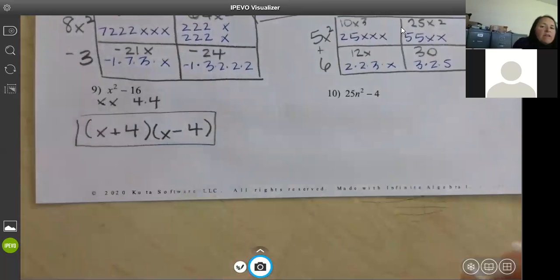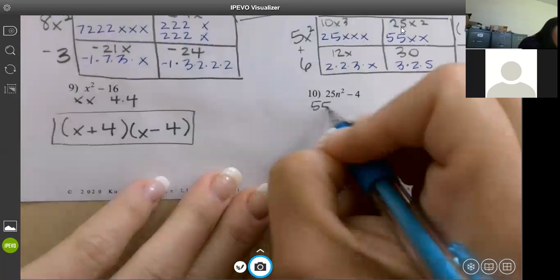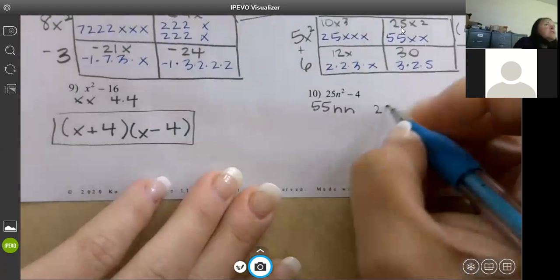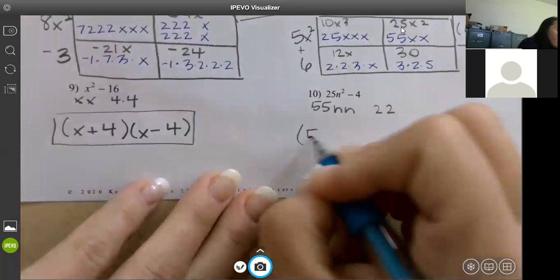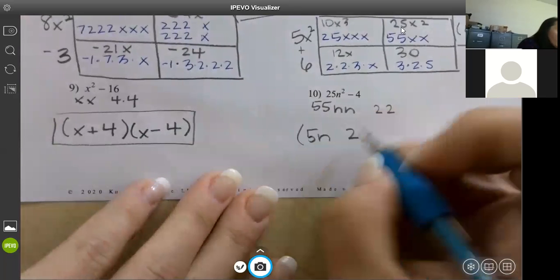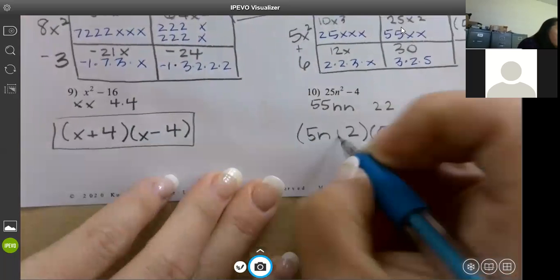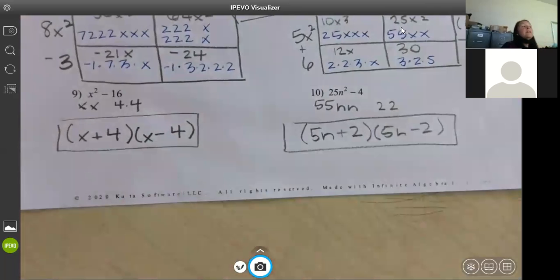The last one, same thing. It's only two terms, so we're going to break it down. 25 is 5 and 5. We have two n's. And then we have 4, which is 2 and 2. What do you notice? Pairs. In the front, we have a 5 and an n. And in the back, we'll have a 2. One is positive, one is negative. Any questions?